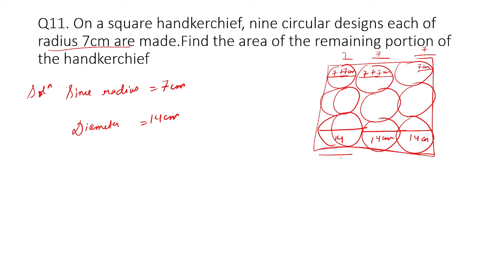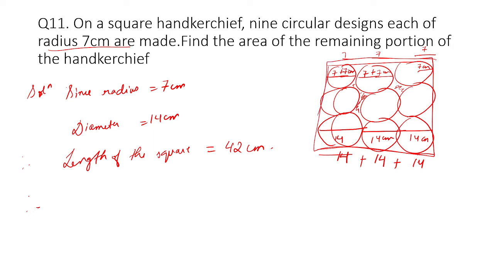So what does this mean? This is 14, this is 14, and this is 14. So this is going to be 14 plus 14 plus 14. That's going to be, therefore, the length of the square. The length of the square is going to be equal to 42 centimeter. Therefore, we have to find the area of this remaining portion. So in order to find the remaining portion, we have to take the area of this square, subtract all the 9 circles in this, then we will be left with the remaining portion. See this portion, the gap that you see between this circle and the square, is what we're asked to find.